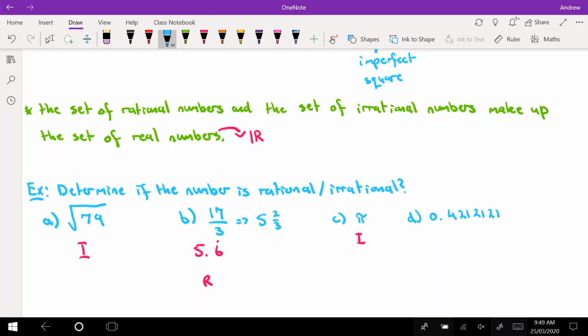0.421212121. Irrational or rational? Rational. It's rational. How many for irrational? How many for rational? It is a repeating decimal, because we have that repeating pattern of 2, 1. Since it's a repeating decimal, it means that this number is rational.